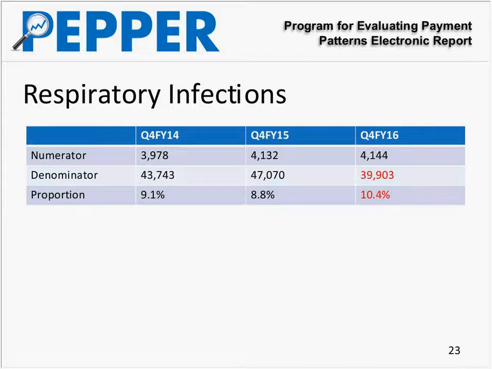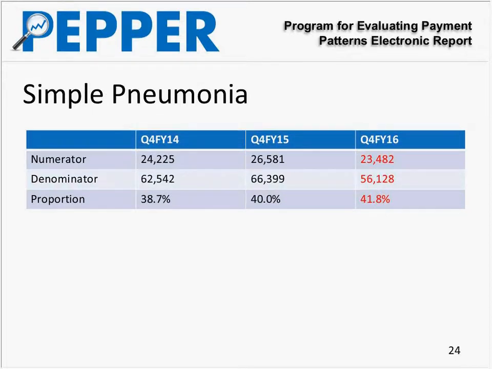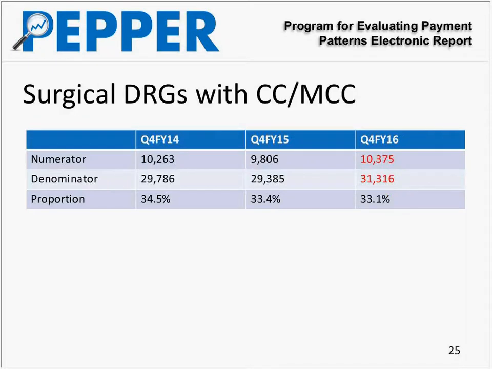And this follows a similar pattern to what we saw in the short-term acute care hospital arena. For simple pneumonia, we had numerator and denominator decrease, just as in short-term acute care hospitals. That resulted in a small increase in the target area percent at a national level. Surgical DRGs with a CC or MCC, we see increases here for numerator as well as for denominator. The overall proportion did not change significantly.